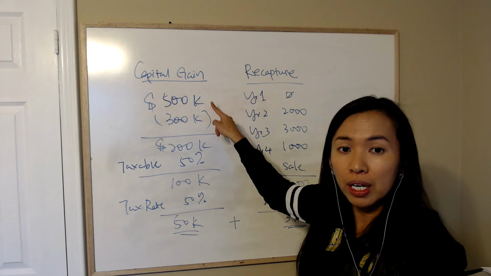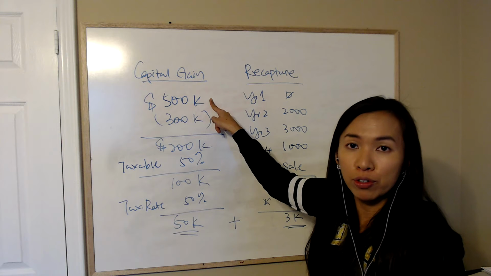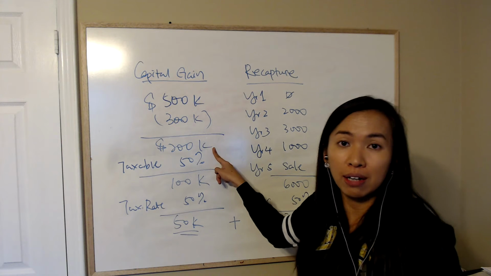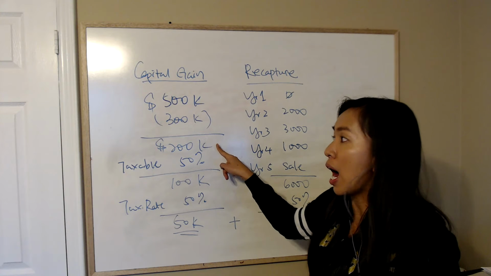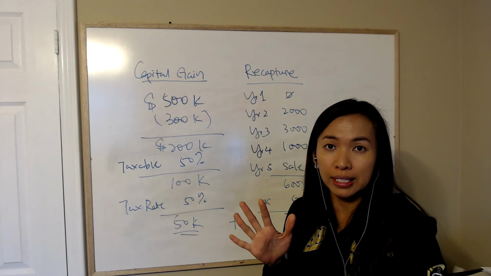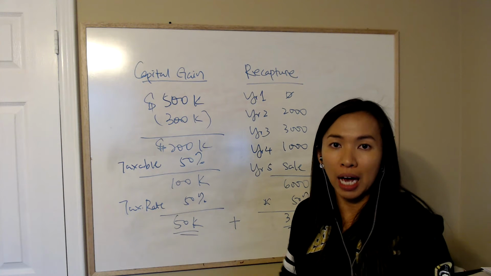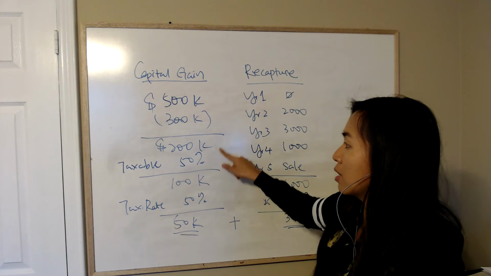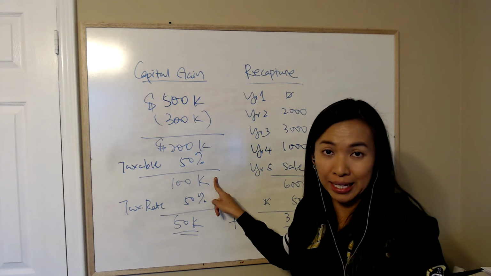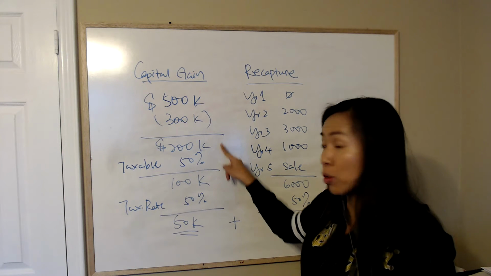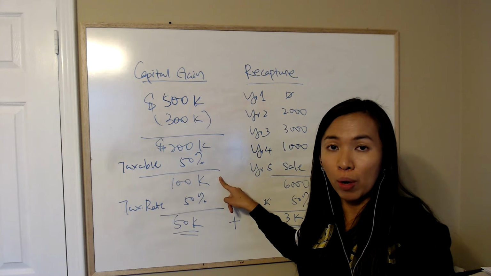Let's say you purchase a property for $300,000 and you eventually sell it in year 5 for $500,000. So technically, you made a $200,000 gain on the property. Because in Canada you get a 50% exemption, when you sell a property, only 50% of the capital gain is taxable. So only $100,000 is being taxed. Even though you made $200,000, you only add $100,000 to your income.